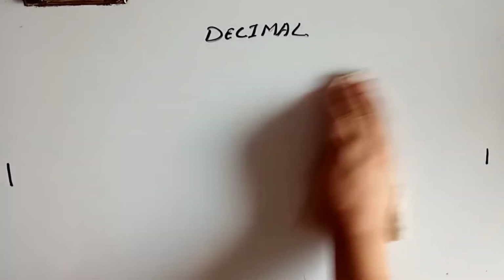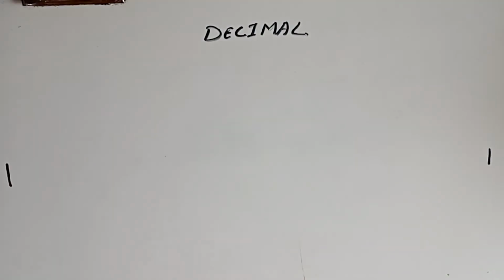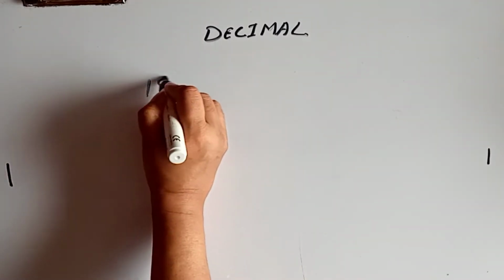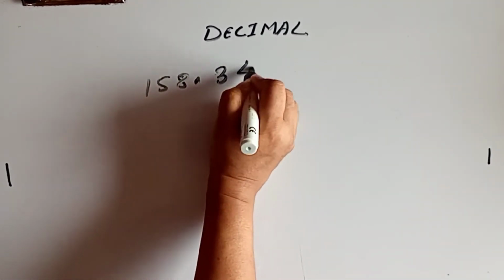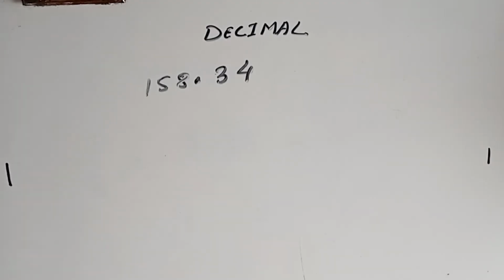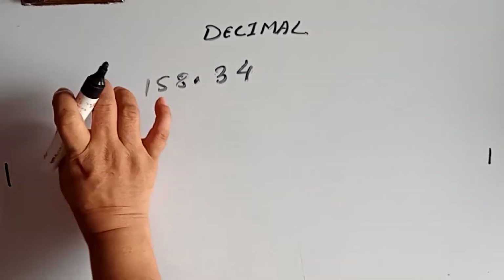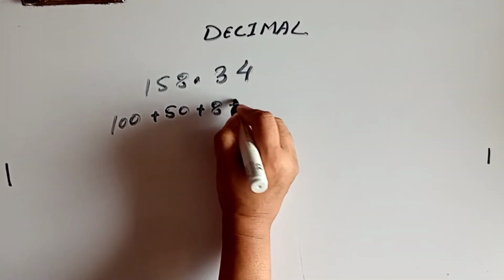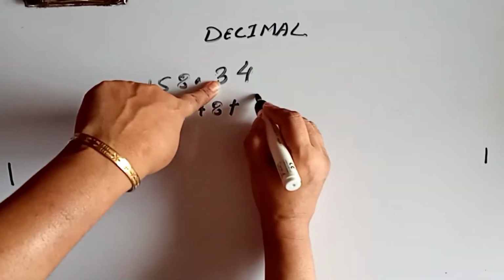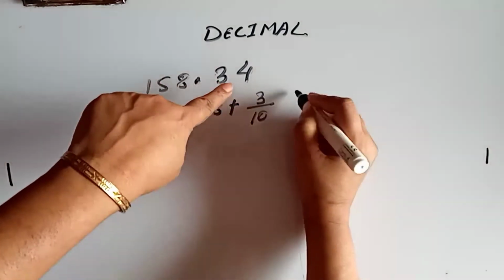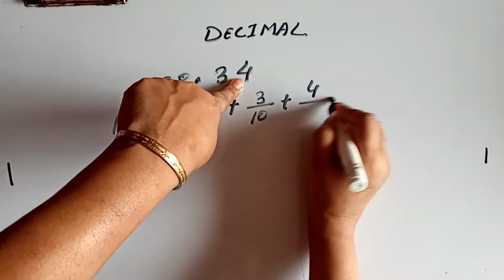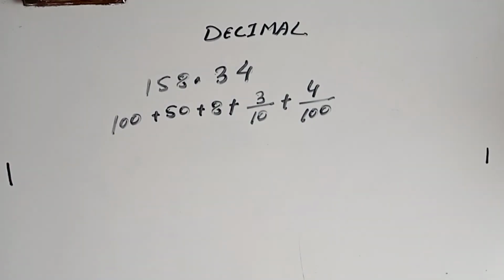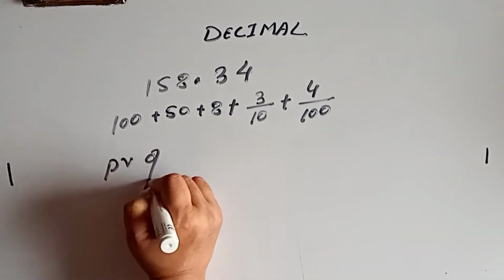Now the second thing, suppose I take a number 158.34. Now if I want to show this in a place value chart, what I will do, I will first expand this. I will write the expanded form. So 100 plus 50 plus 8 plus, now after decimal, this is the first digit, so 3 by 10 plus 4. After decimal, this is the second digit, it will be 100.